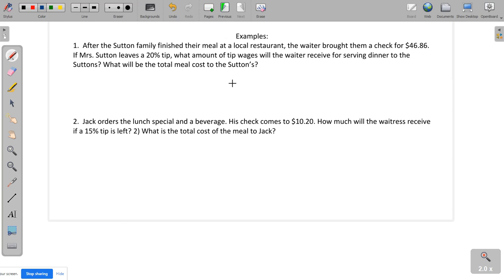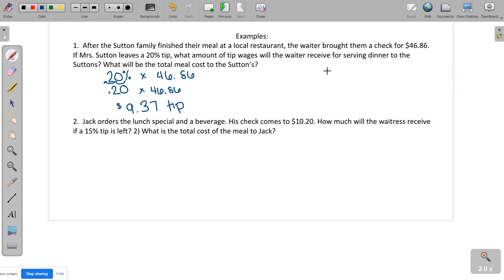For the 20% tip, we take 20% and multiply it by the amount of the bill, $46.86. We need to change this percent to a decimal, so we move the decimal 2 places over. So it's 0.20 times 46.86. When we calculate that, we get $9.37. And this is the tip.